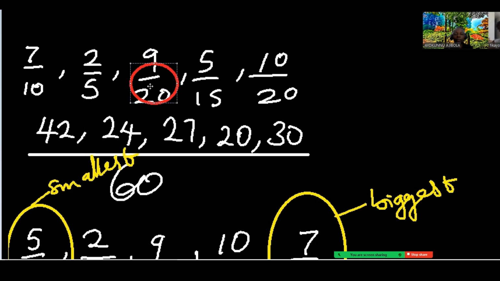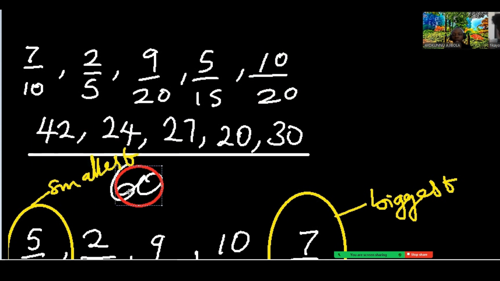The next one is 9 over 20. Don't waste time. 9 over 20. Next one. 5/15. And the last one. 10/20. Now, look at this.